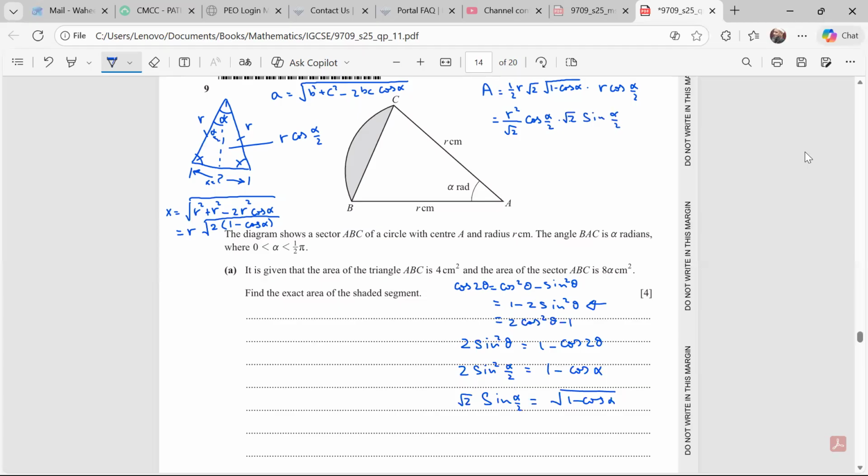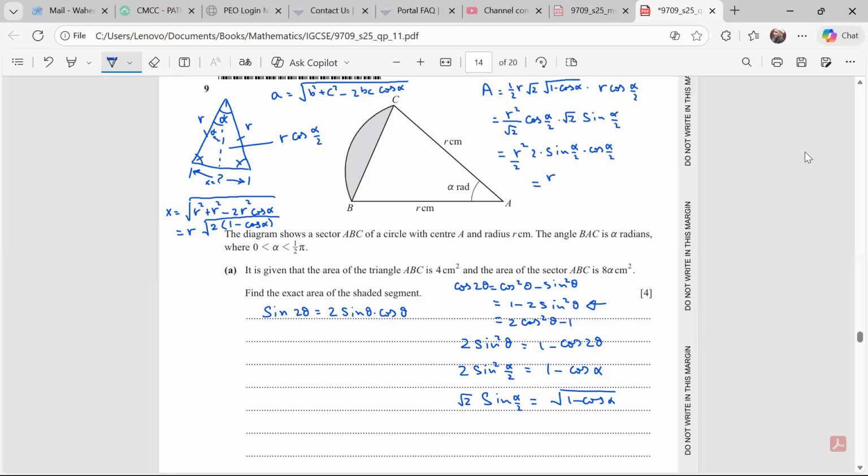Now these under roots will cancel and I have r square and sine alpha by 2 and cos alpha by 2. Now another thing, remember sine 2 theta was equal to 2 sine theta into cos theta. So I try to use this thing. So if I have 2 over here and 2 over here, right? It's the same thing.